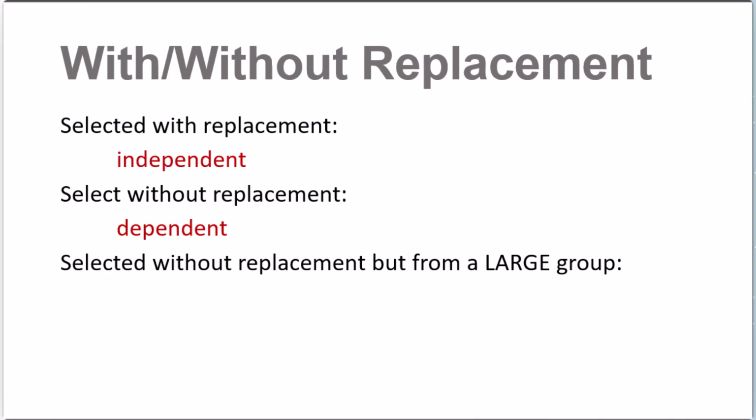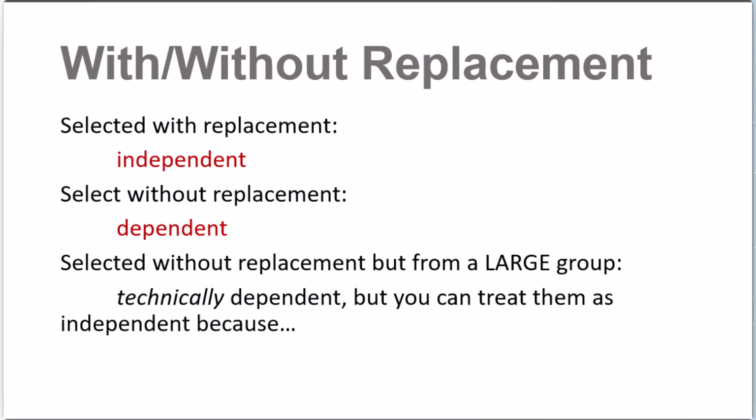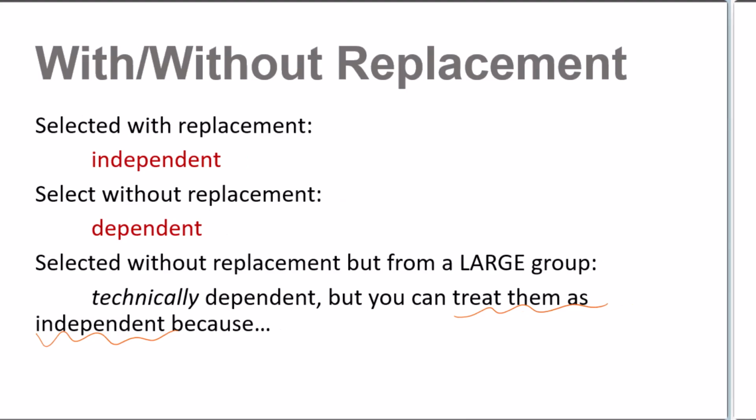So in this case where we selected without replacement from a large group, we will often treat these as independent. They are technically dependent, but because that change in probability is so small, we can simplify our calculations, and we'll see this in the next section with calculating and probabilities. We can treat them as independent. They're close enough to independent. And this is just a general rule of thumb. You want to be selecting a relatively small number from a quite large group.